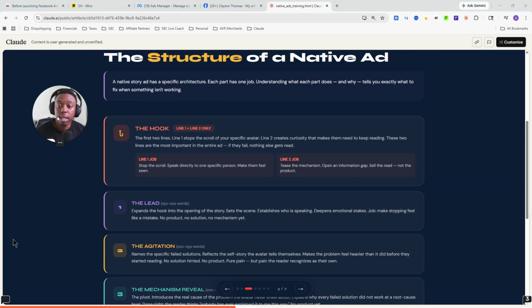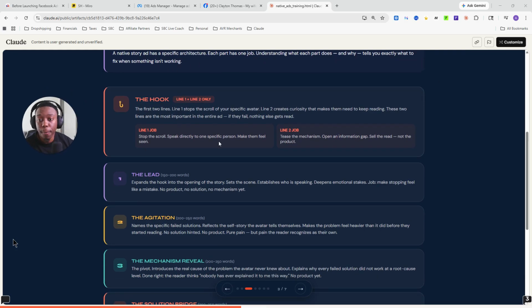So here's the structure of how that's going to look. A native story ad has a specific architecture. Each part has one job. Understanding what each part does and why tells you exactly what to do or what to fix when something isn't working. So this is where you're really going to need to lock in.